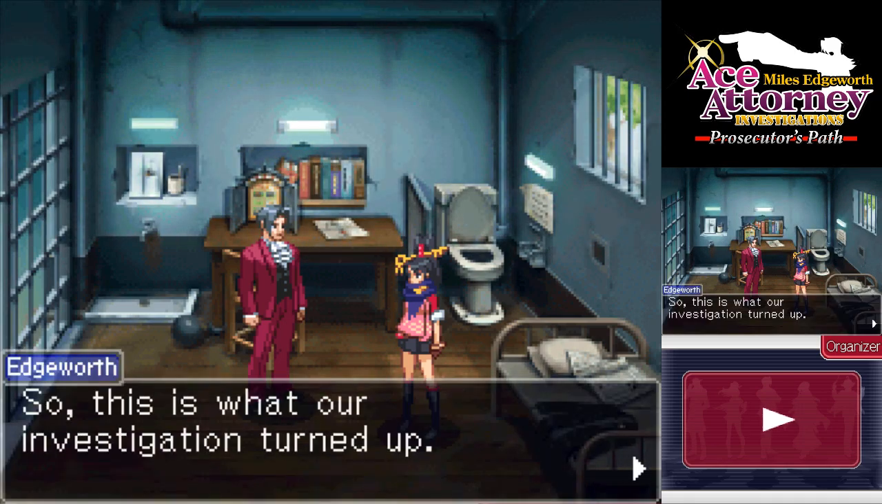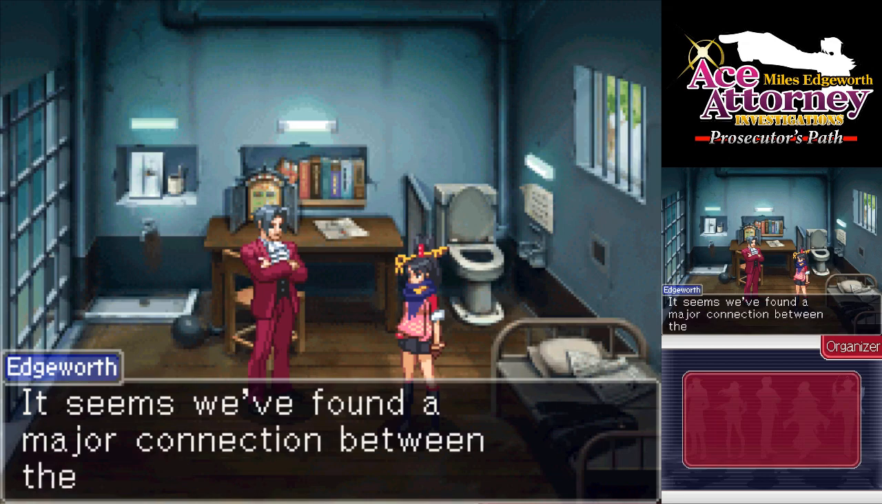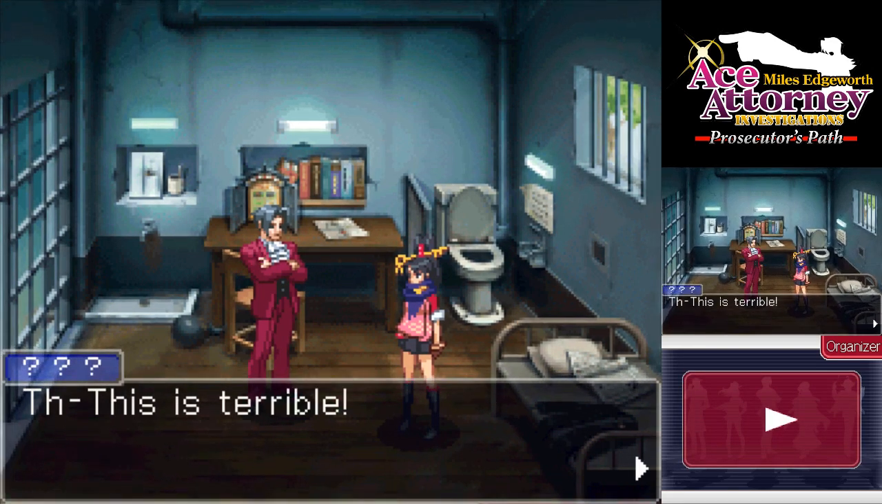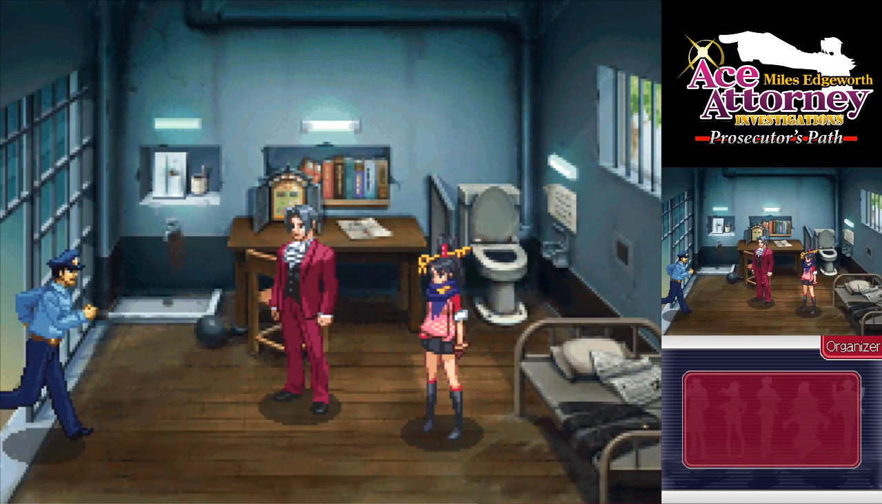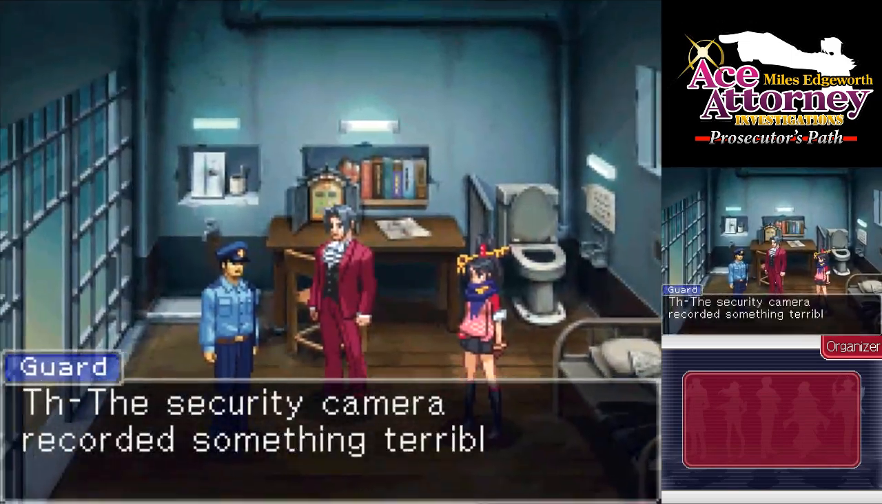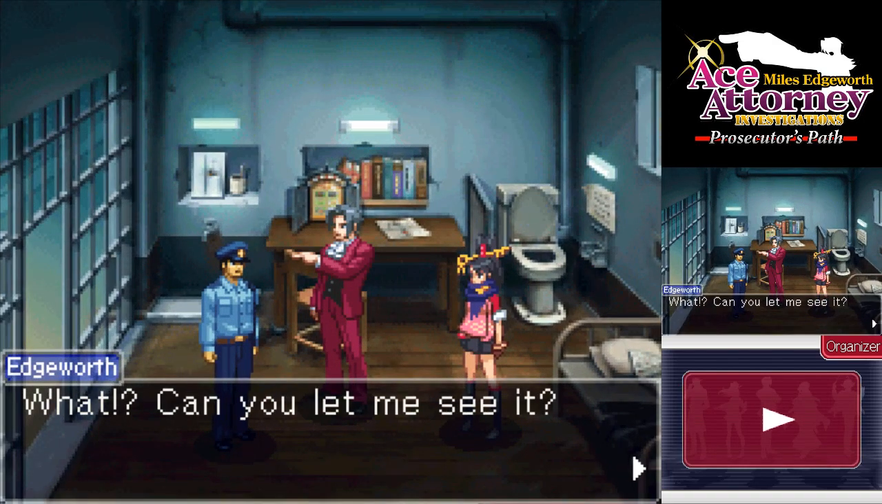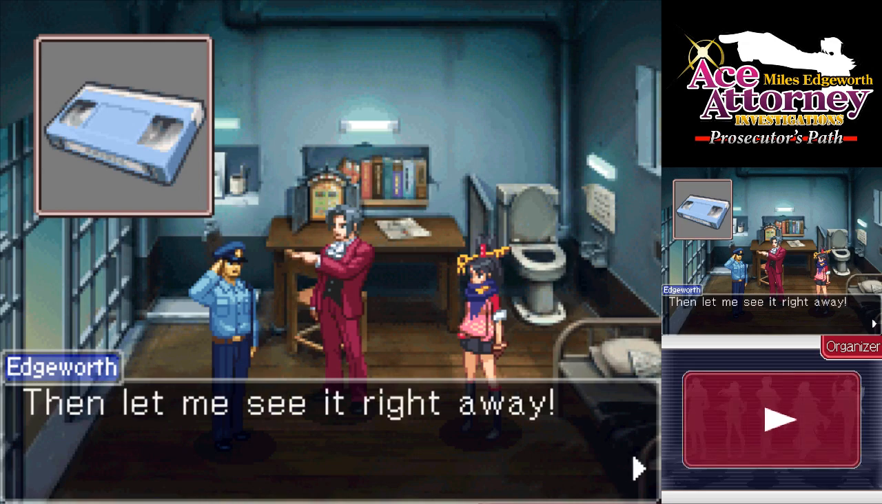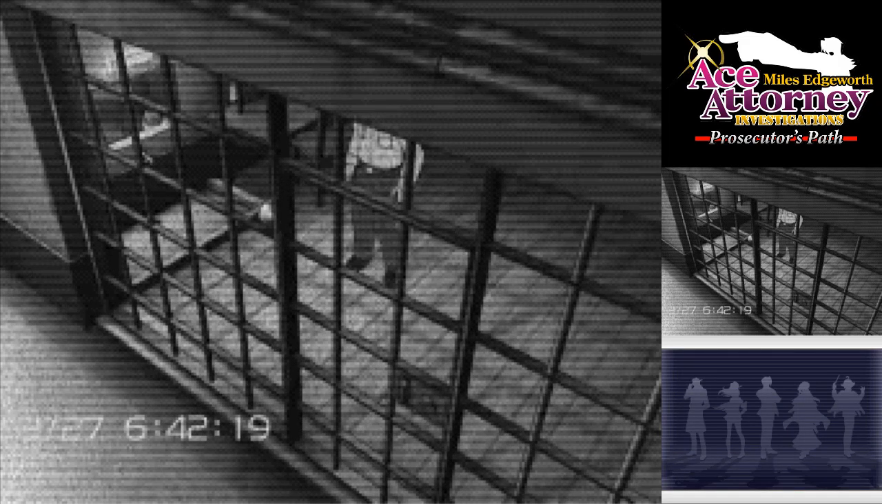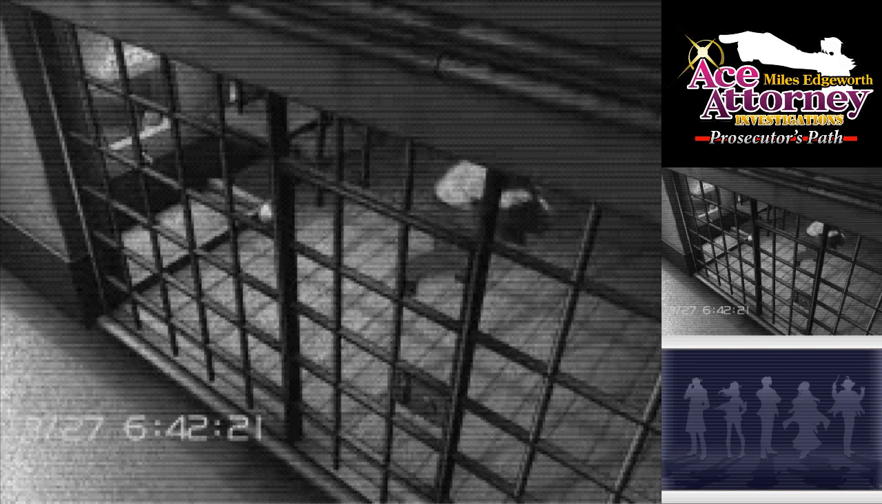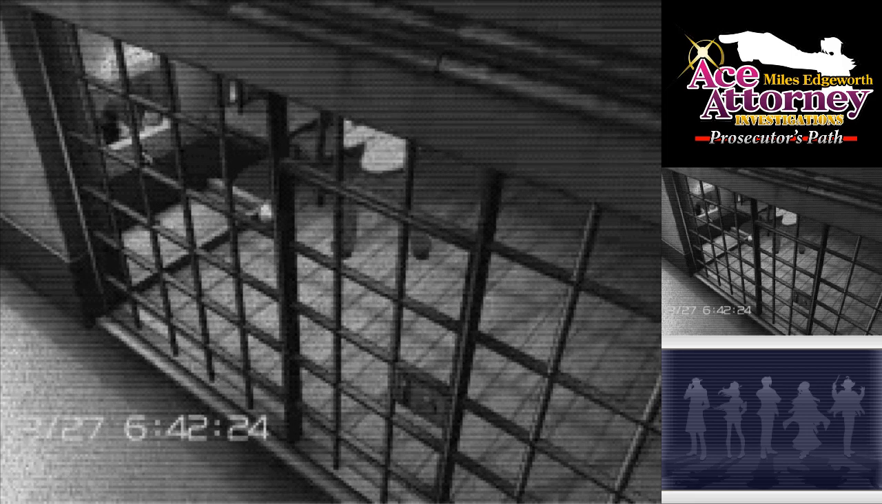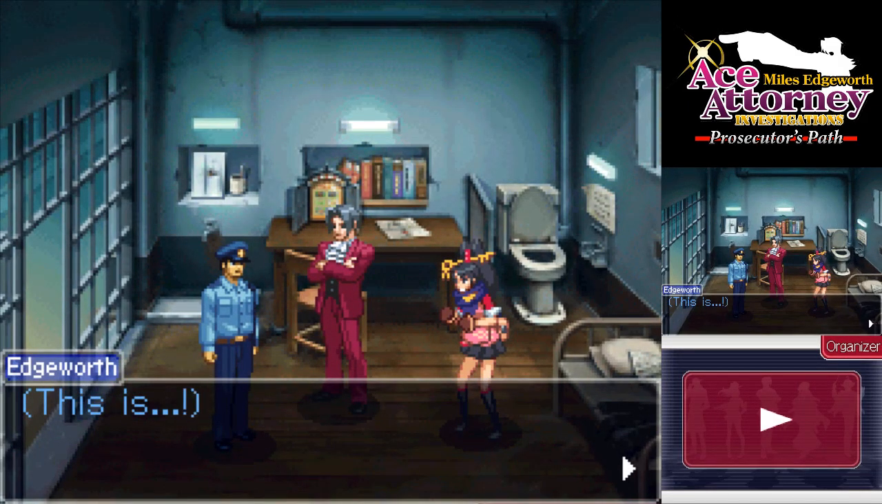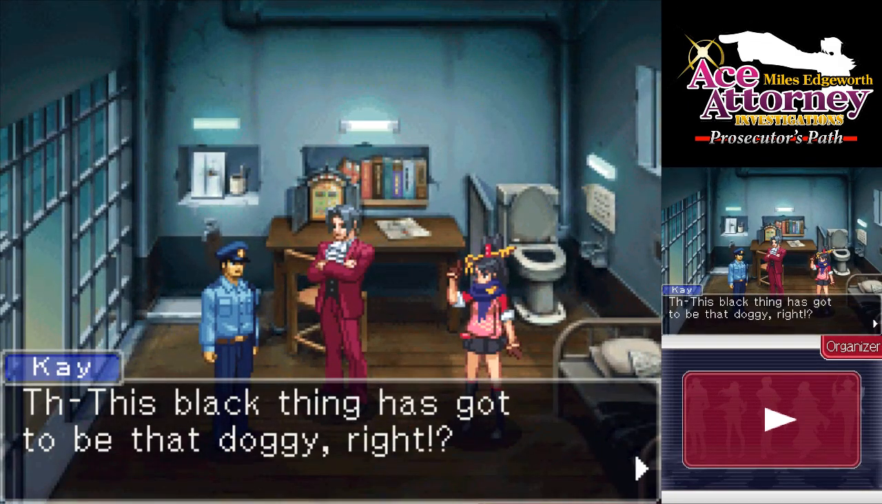So, this is what our investigation turned up. It seems we found a major connection between the victim and Dogan. This is terrible. What happened? The security camera recorded something terrible. What? Can you let me see it? Of course, sir. I have a portable playback device right here. Then let me see it right away. This black thing has got to be that doggy, right?